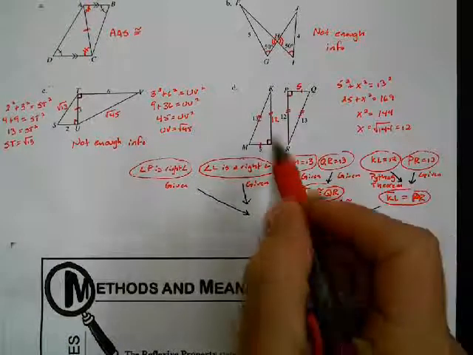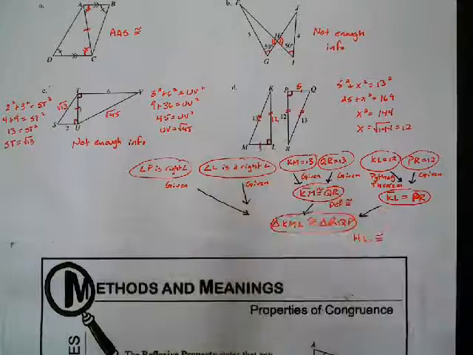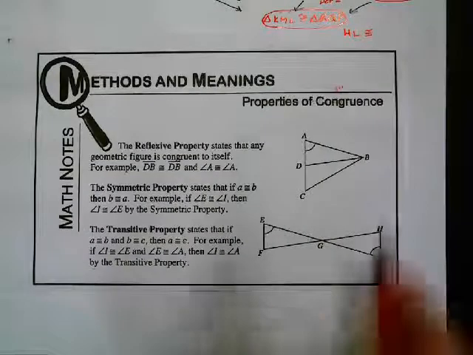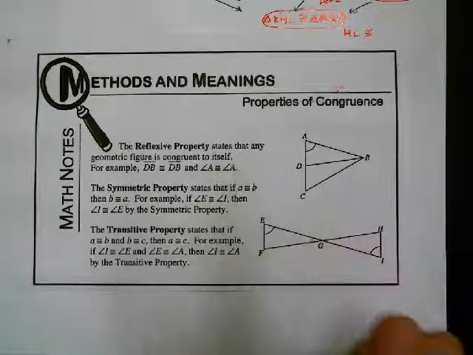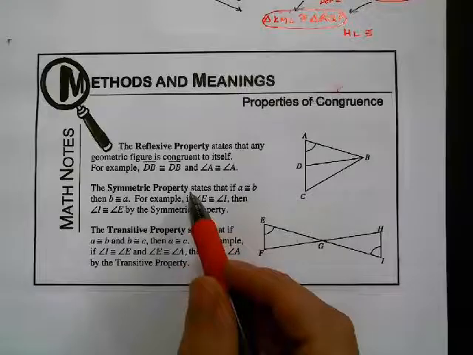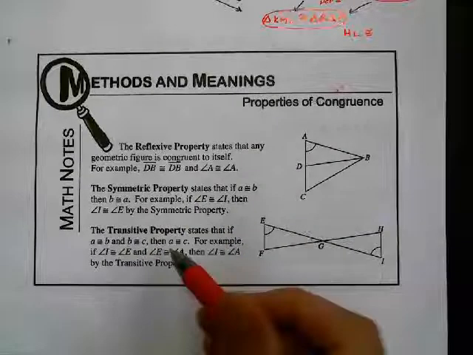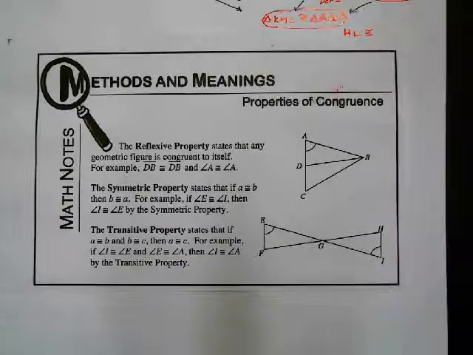In your methods of meaning section, you have just things stating what the reflexive property means that we used today. We didn't really use the symmetric property or the transitive property today, but those will come up in different lessons. So make sure that when you have methods of meanings that you either take notes of it or make sure to mark it in your textbook so that you can go back and look at those.